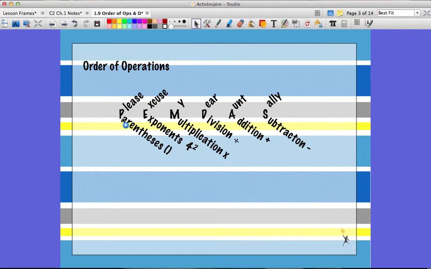One of the most important things to remember with the order of operations is that there's actually only 4 steps. The first being parentheses, the second being exponents, the third is multiplication and division, and the fourth is addition and subtraction.